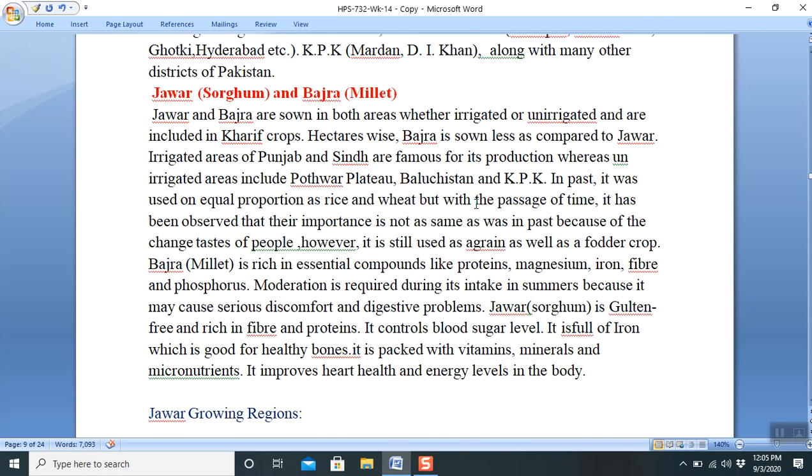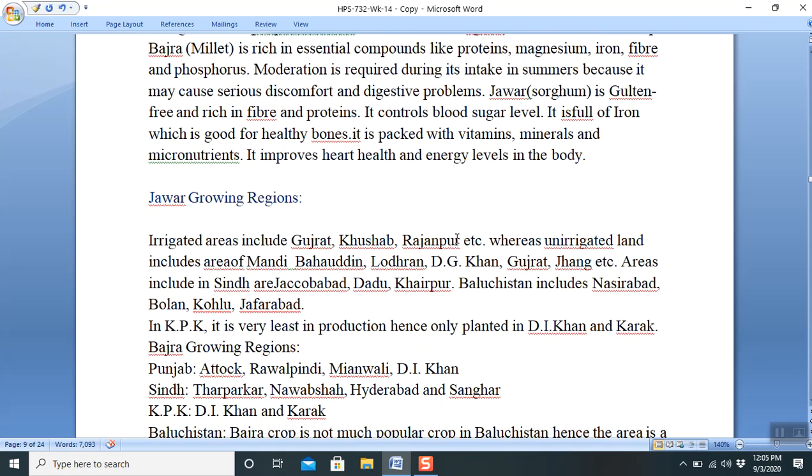Bajra and jawar are a very important part of our diet, especially in the rain-fed areas like Potwar Plateau, Balochistan, KPK. People would eat bajra and all of this. This is also used as a fodder, used as feed for animals. And they both are full of energy.